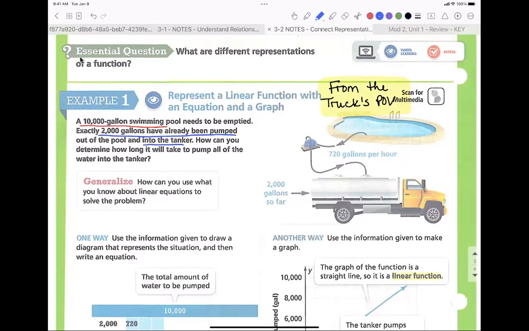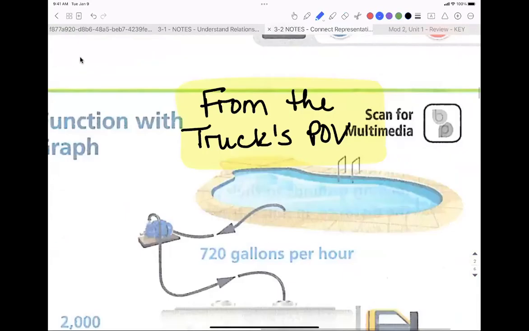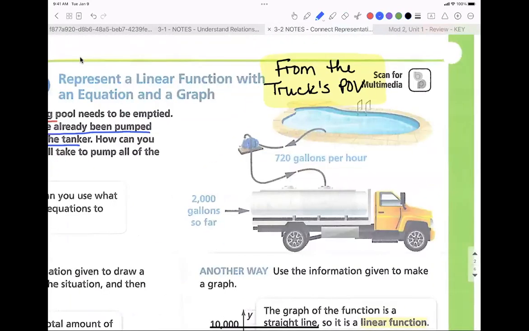I've got it written right here. And the reason I have it written here is because in a minute, we're going to look at it from the vantage point of the pool. But for right now, we're looking at this from the point of view of the truck or the tanker. So the water is going into the tanker, and we're going to write an equation to determine how long it's going to take for that tanker to get all the water in there.